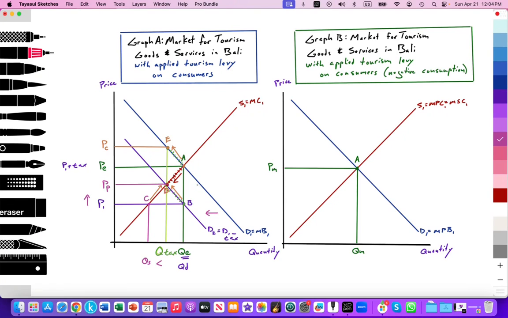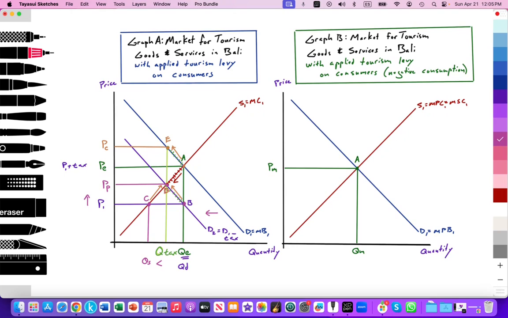But again, I'm trying to highlight the D1 curve is what consumers are willing and able to pay as their final price. The D2 curve is reflective of what consumers are willing and able to pay prior to the imposition of the tax. So if we are at point B, I'm willing to pay this quantity before the tax is applied. But at that price, at P1, that creates a problem because producers are only willing to supply at QS. So here we have that shortage.